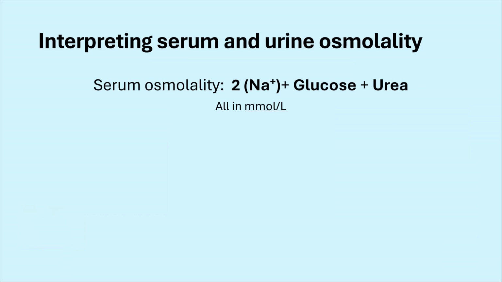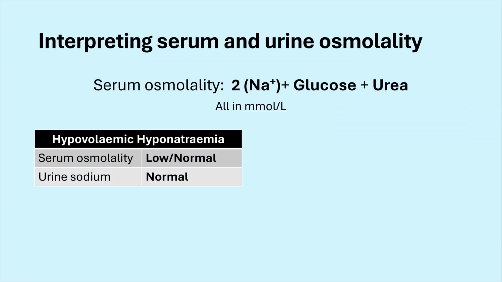Remember, the calculation is just a theoretical measurement of the osmolality, but to get an accurate measurement, you can send requests to the labs. Now, people with hypovolaemic hyponatremia generally present with a serum osmolality that is either in the low or sometimes in the normal range, and with a urine sodium that is normal.